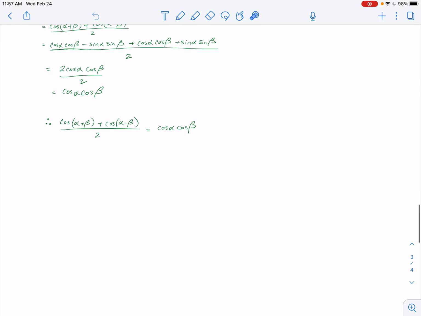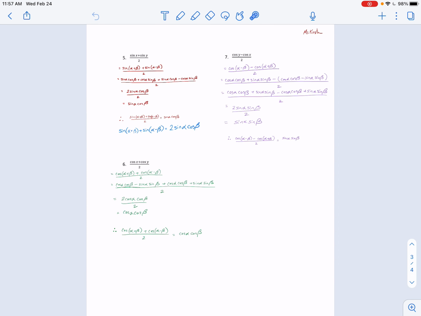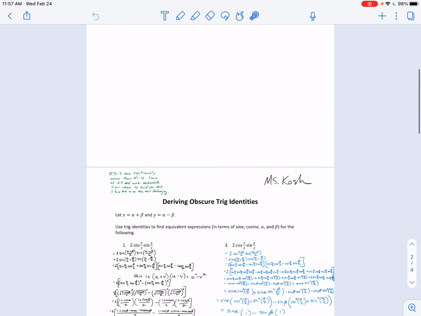But try and see what you can do. See if you can get down to some relationship between sine of alpha, cosine of alpha, sine of beta, cosine of beta. But go struggle through it before you look at my answer key.